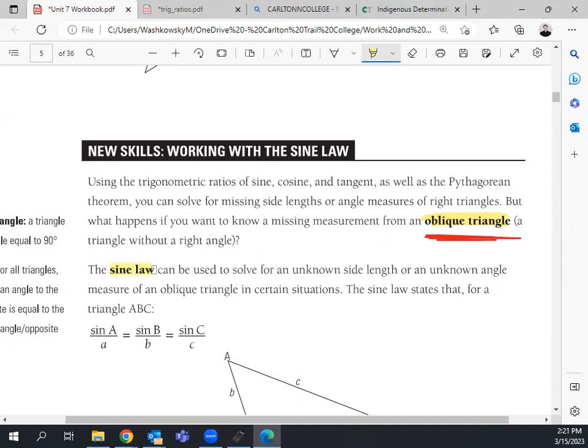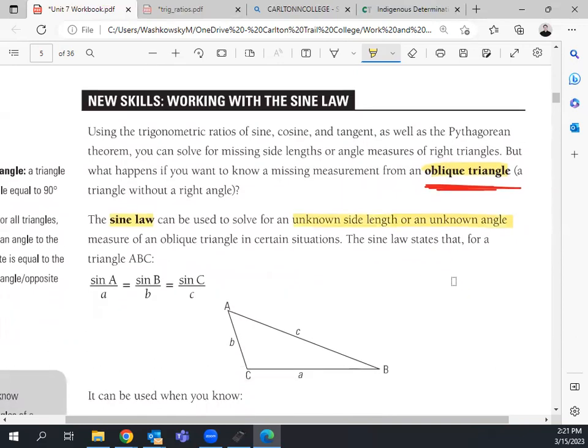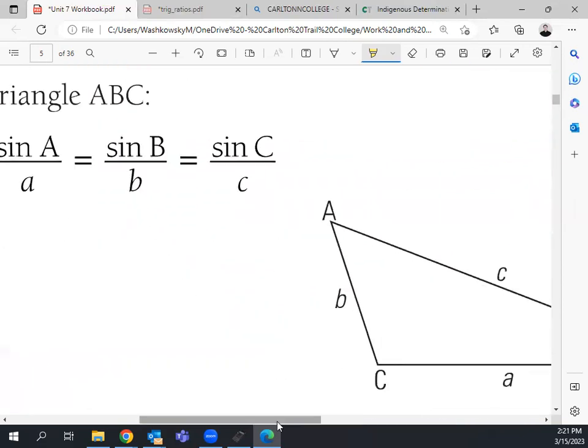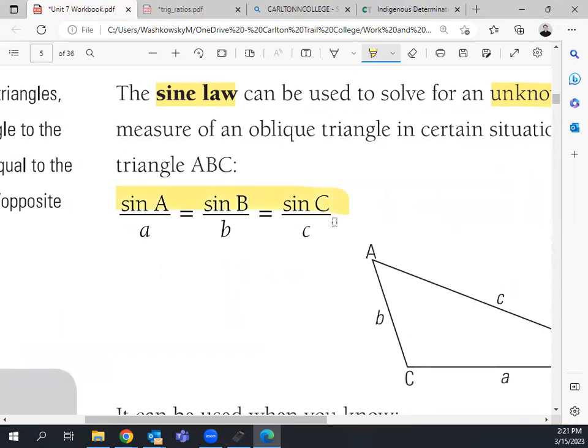So when we have the sine law, I'll explain what that is in a second. The sine law is when we can figure out a side length or an angle that we don't know. First off, you're going to see this is the sine law right here. And you don't need to memorize it. This is something that's going to be given to you on your departmental final exam.